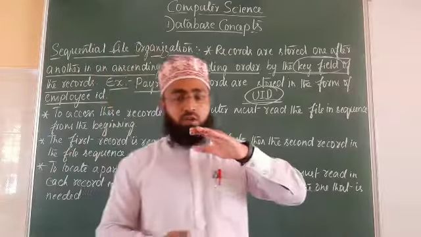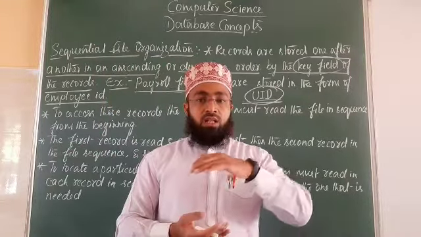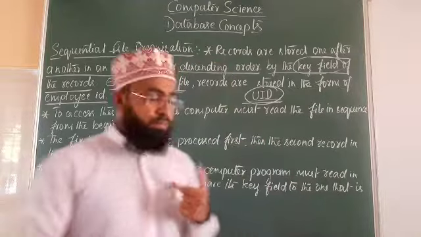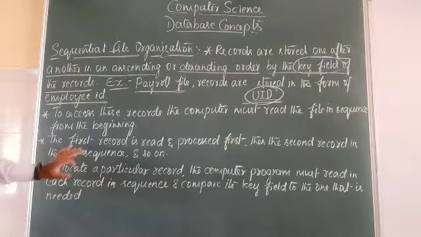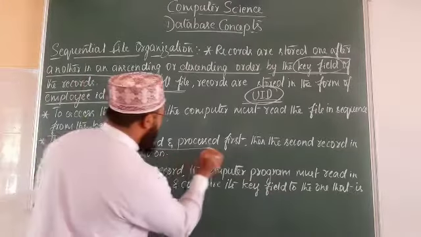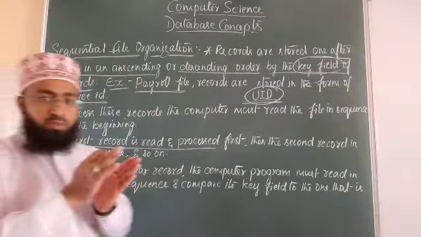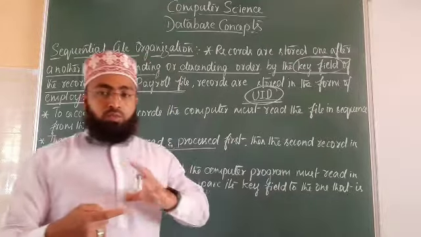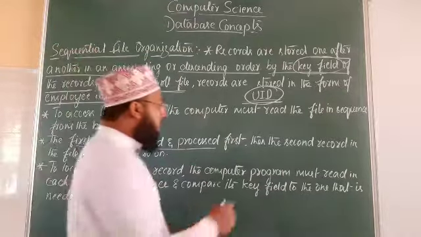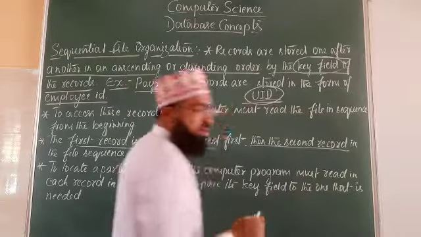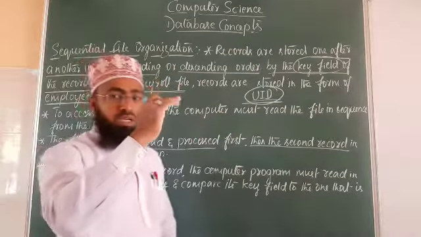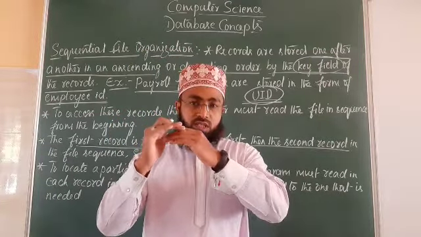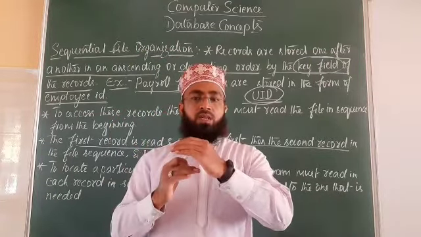Whatever records are contained in the file, the computer needs to read them one by one in sequence. The first record is read and processed. The first record must be read by the computer, and whatever processing is there, the computer should complete it. Once the processing and reading of the first record has finished, then the second record. Once the second record has finished, then it comes to the third.